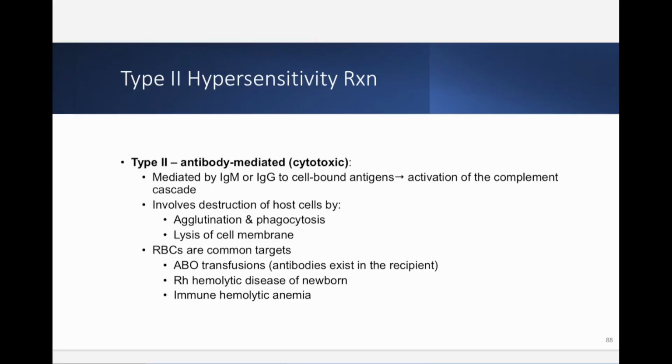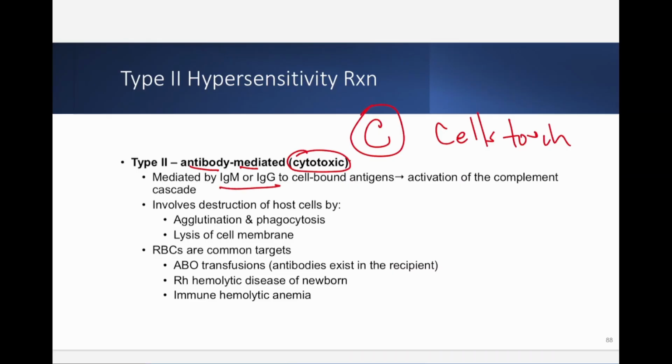Type 2, antibody-mediated, cytotoxic. This is the C. Why? Because the cells touch in this one. Type 2 is mediated by IgM or IgG. And when they get bound to the antigens, it causes complement cascade to occur. Destroys the host cells by agglutination and phagocytosis. Lysis of the cell membranes happens. So when the cell membrane lyses, all the contents inside come out.